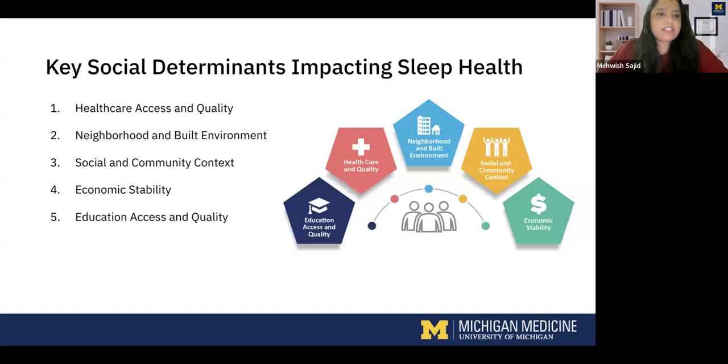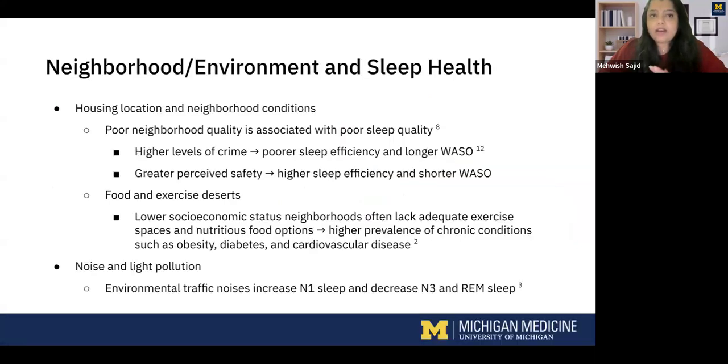All right. And then going on to neighborhood and the built environment and ways that that can impact sleep health. So there's a lot of research that's been done about housing location, neighborhood conditions, and we found that poor neighborhood quality is associated with poor sleep quality, where patients who are in higher levels of crime neighborhoods experience poor sleep efficiency and longer wake after sleep onset. And then patients who have a greater perceived sense of safety have higher sleep efficiencies and shorter wake after sleep onset. And I think that is something that we might see in our veteran population or patients who have history of PTSD or any type of sleep safety related concerns.